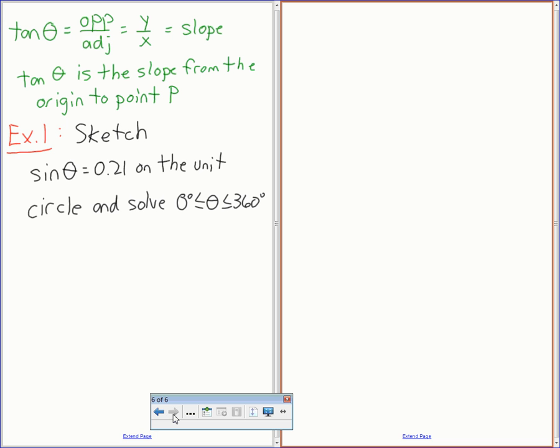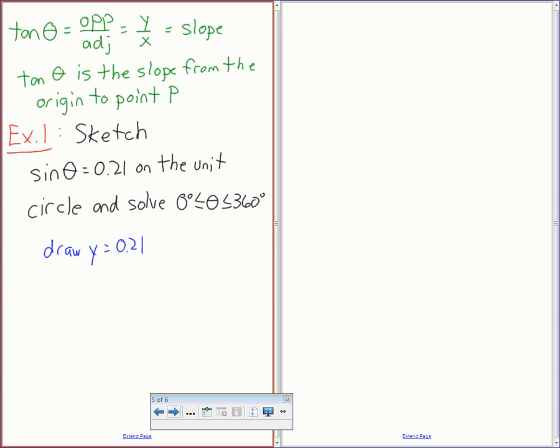What does that say? Okay, so it says here, sketch sine theta equals 0.21 on the unit circle and solve for thetas between 0 and 360. So I want the angle to be between 0 and 360. All right, so Leah, since I picked on you before, when I say sine theta, what does that actually mean? Y. I'm going to say Y. So what I'm going to do is draw y equals 0.21. So I'm going to make a beautiful circle, like such.